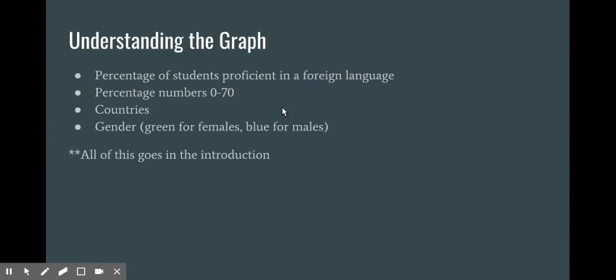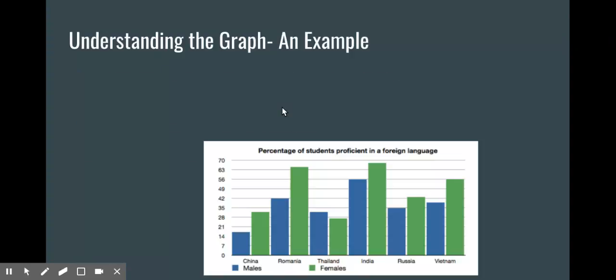So I said earlier, you want to write this as if they don't have the graph. So you have to explain to them what this graph is about. And that's what you do in your introduction. And you get all of that information from going in a circle outside of the graph. So I want to make sure that you understand how to read this graph. And so we're just going to do a quick example of how to use the information on this graph.